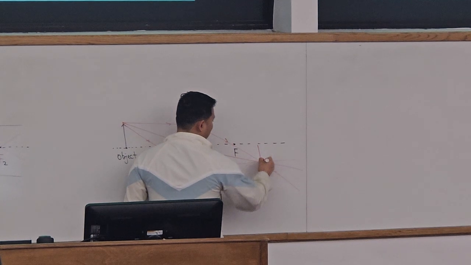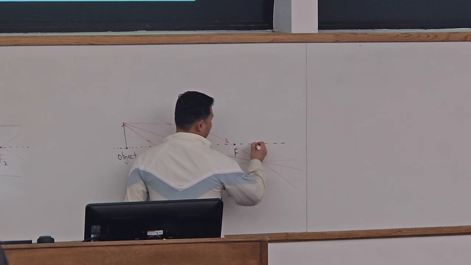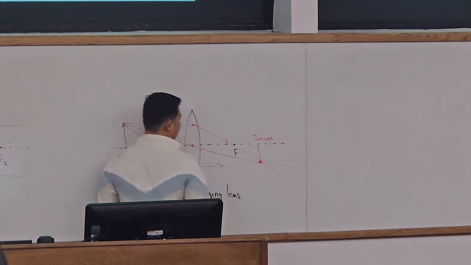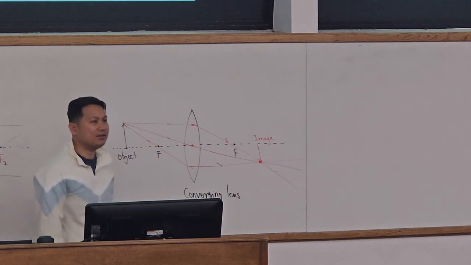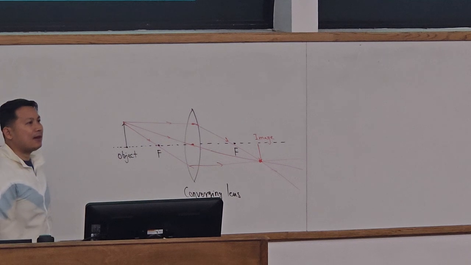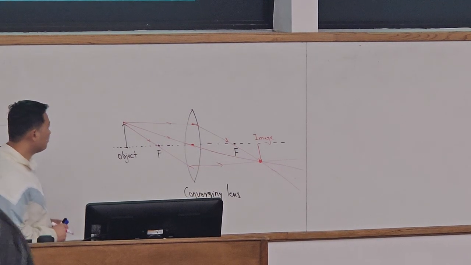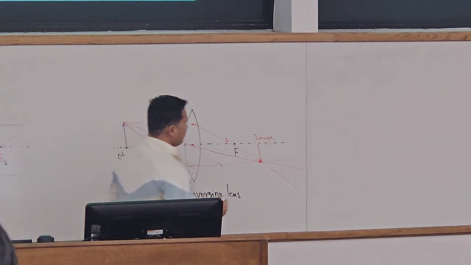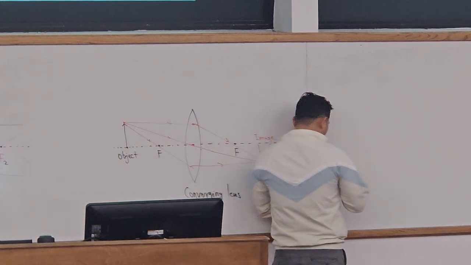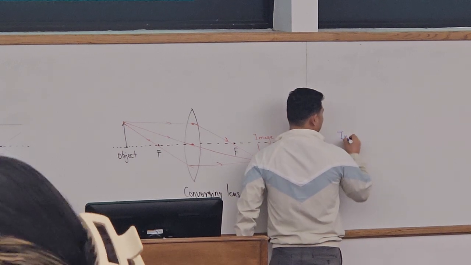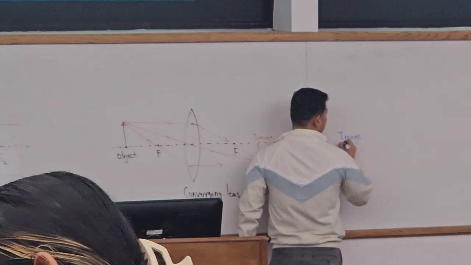You have an image formed this way. This is how the image is formed. We already know how to draw the diagram. Now the image is going to have properties. So, image properties.